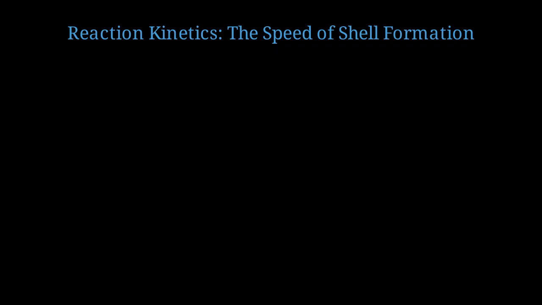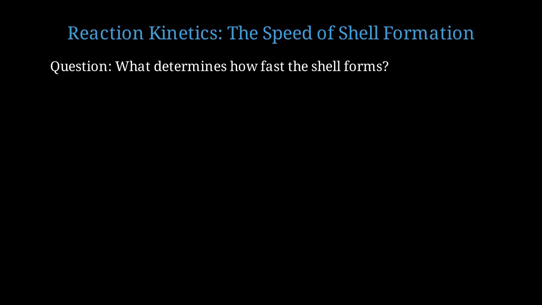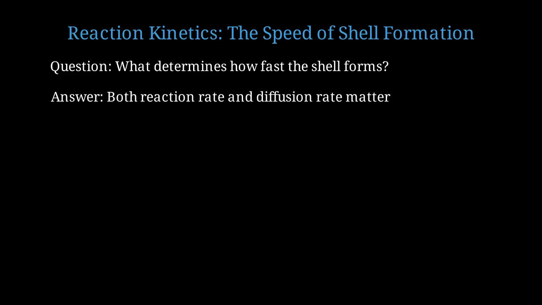Now let's dive into the critical question: what controls shell formation? The answer lies in reaction kinetics and diffusion. These two processes compete and determine the final shell properties. Here's an important question: what determines how fast the shell forms? Is it the chemical reaction rate or the rate at which monomers reach the interface? The answer is both. The shell formation rate depends on whichever process is slower, the intrinsic reaction kinetics or the diffusion of reactants to the interface.